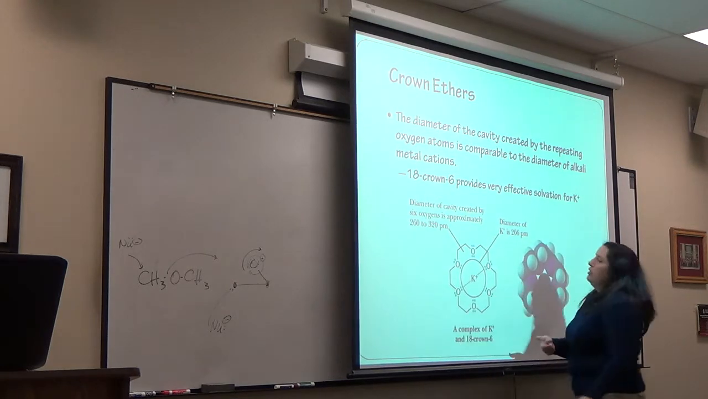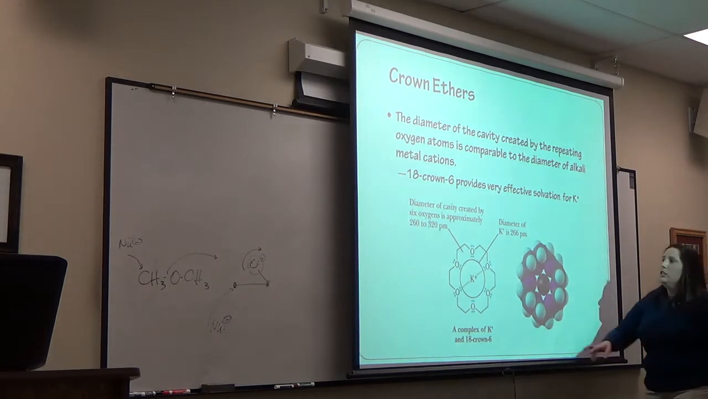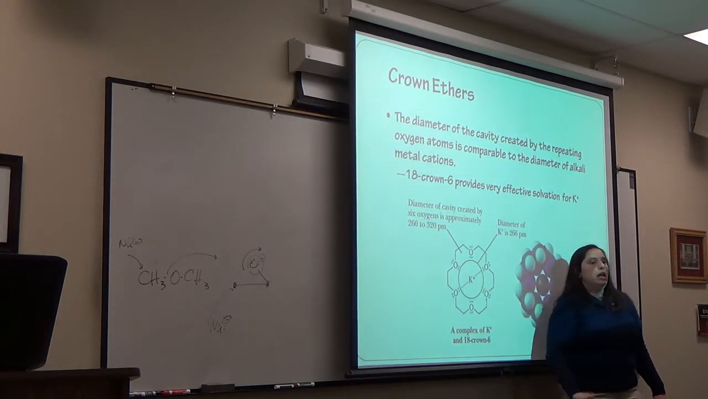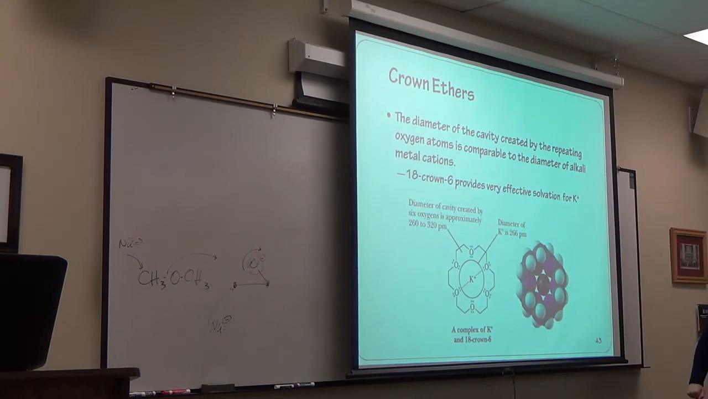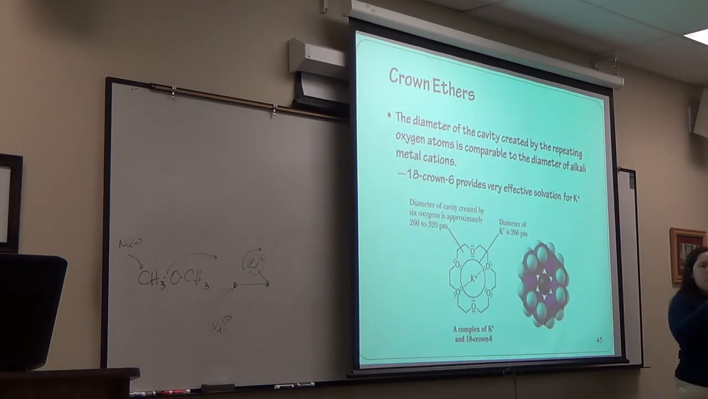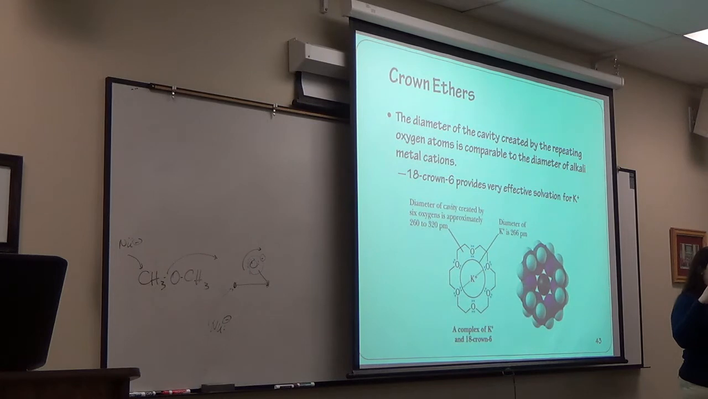So the, is this the 18 one? Yeah, the 18 crown 6 that we just saw on the previous page fits perfectly potassium, K+. Now sodium is a little smaller, right, as an ion. So you can make a smaller crown ether to trap sodium. Would you say you can make a bigger one to trap a bigger ion? Does that make sense? Yeah.